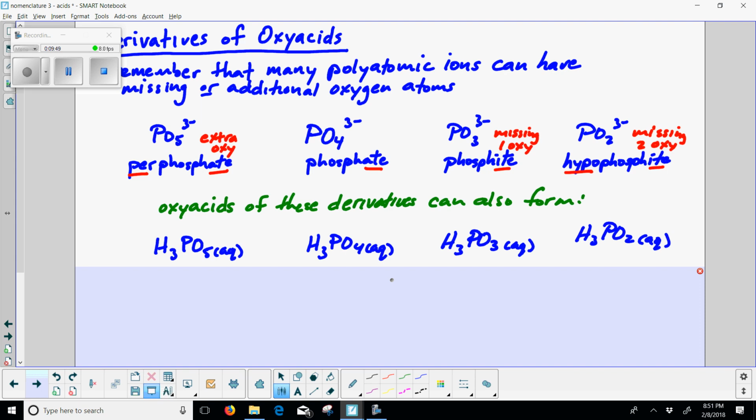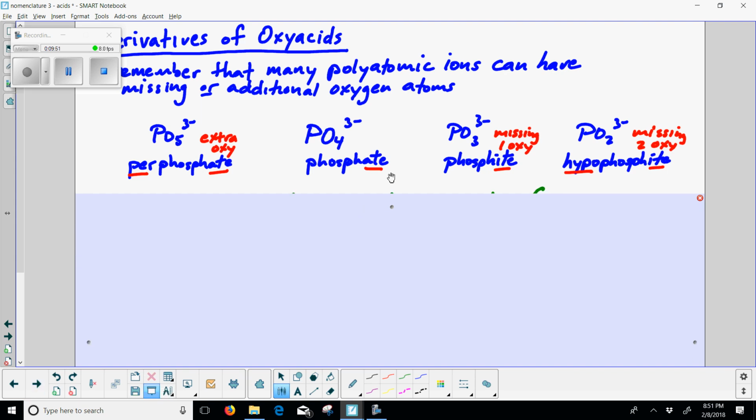Just like earlier, remember we had the polyatomic ions had derivatives. So if they had an extra or missing set of oxygens, they had to change the name. So if I had phosphate, the extra oxygen would give you perphosphate, so PO5 instead of PO4. If I'm missing an oxygen, I'd have PO3, so phosphite. I use I to indicate one missing oxygen. And then if I'm missing 2 oxygen, I'd be using hypophosphite.